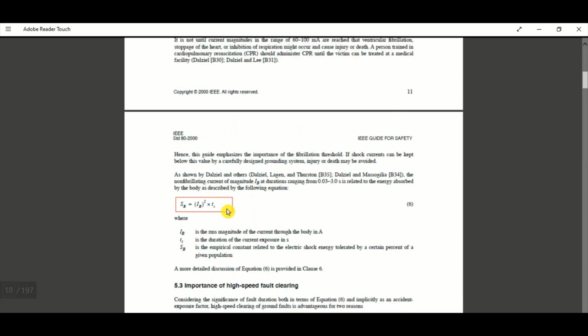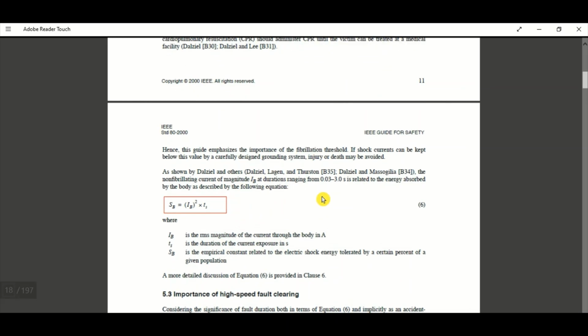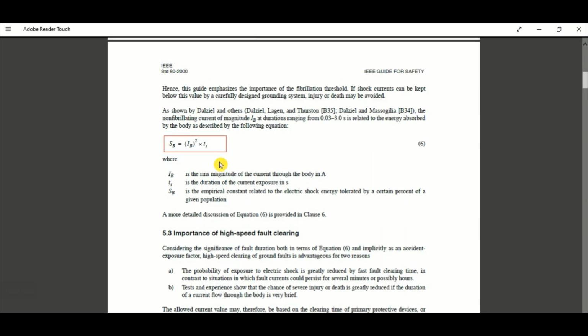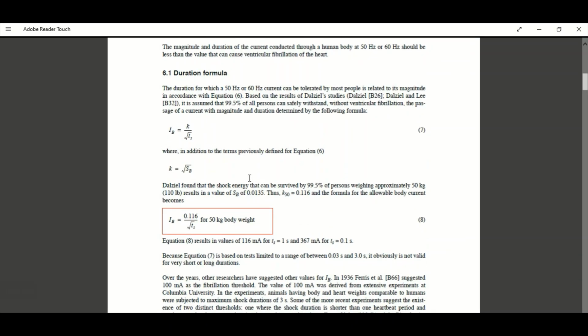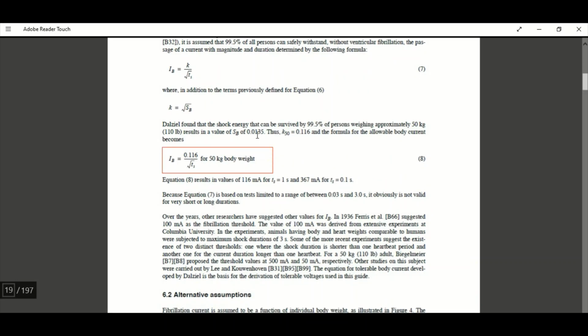Okay, so TS. This is the TS. TS is the shock duration margin ranging from 0.03 second to 3 second. Yeah, so this is the equation: IB equals K by square root of TS. The duration for which a 50 Hz or 60 Hz current can be tolerated by most people actually depends on the body weight.